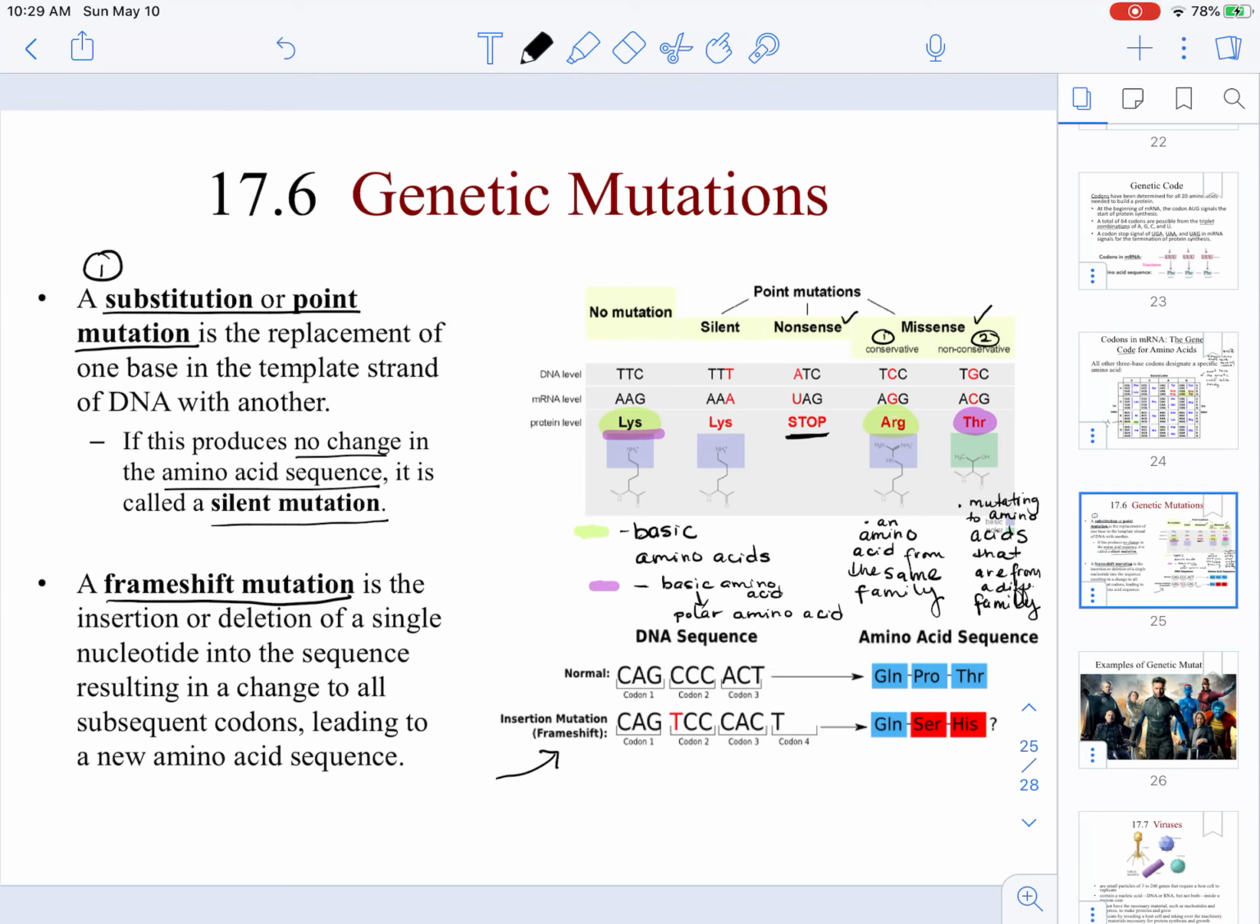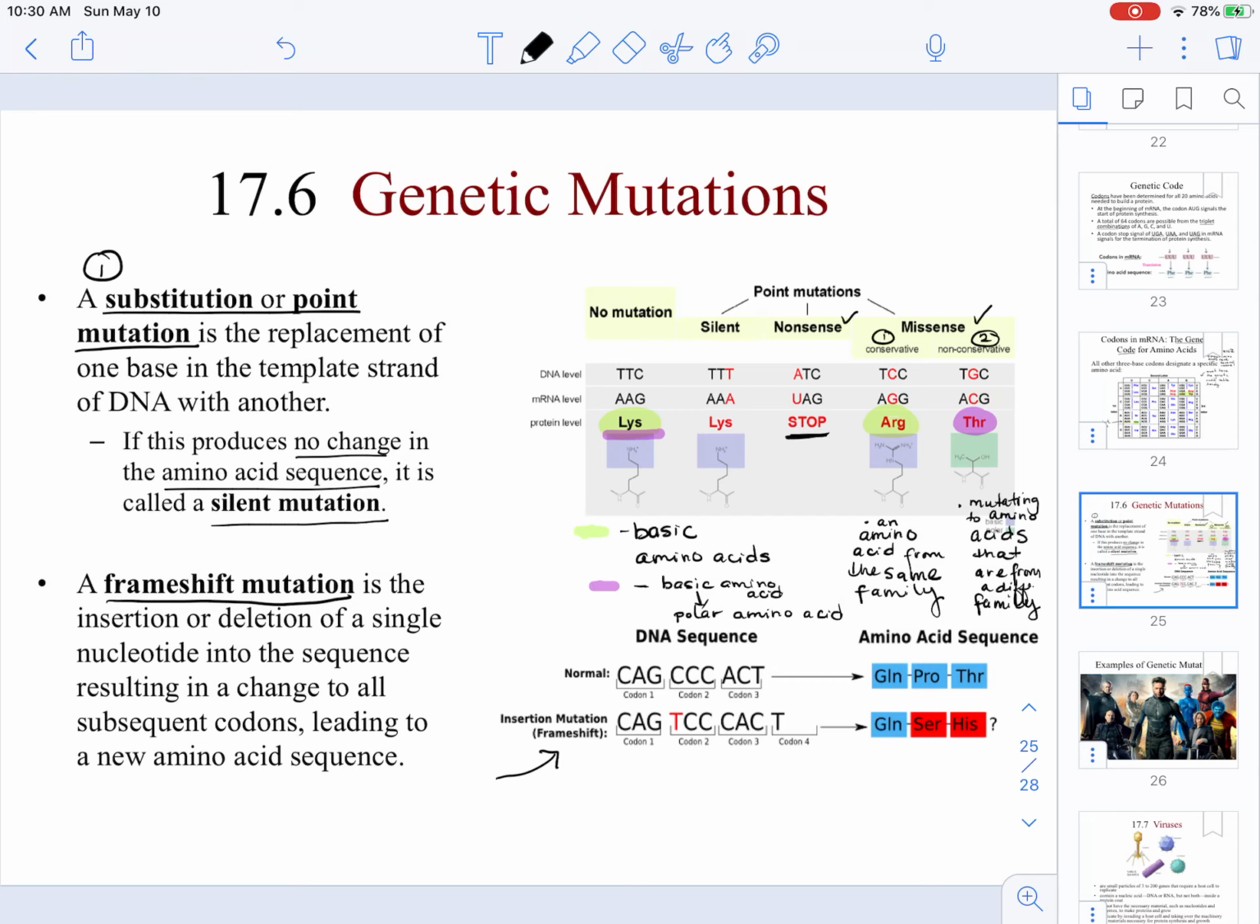we have the normal sequence. Codon 1, CAG, codon 2, CCC, codon 3, ACT. That encodes for, and again, when it comes to this, you guys need to have your amino acids in front of you. So this is glutamine, proline, and threonine.